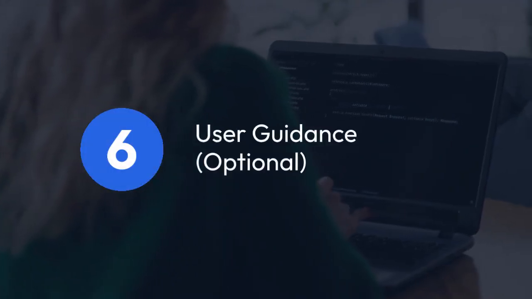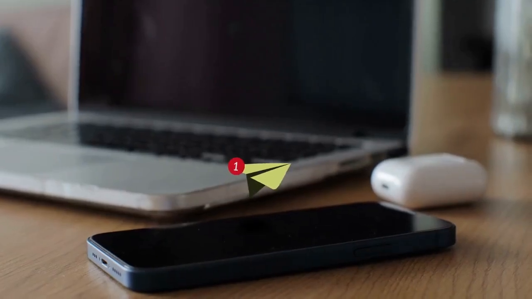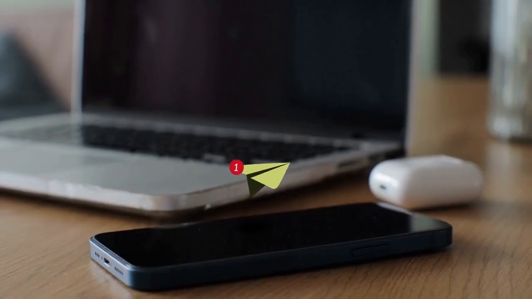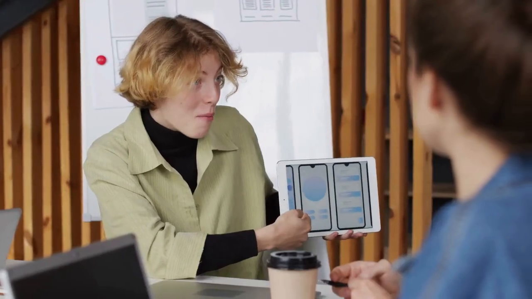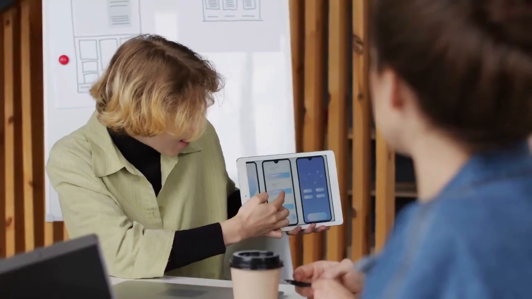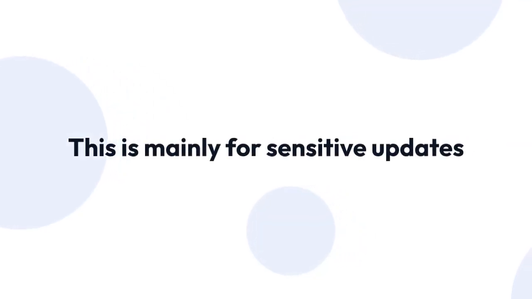6. User guidance, optional. While automatic mechanisms are preferred, you might consider adding a temporary notification or banner in your application's user interface immediately after a deployment. This notification can prompt users to refresh the page to ensure they're using the latest version. This is mainly for sensitive updates.